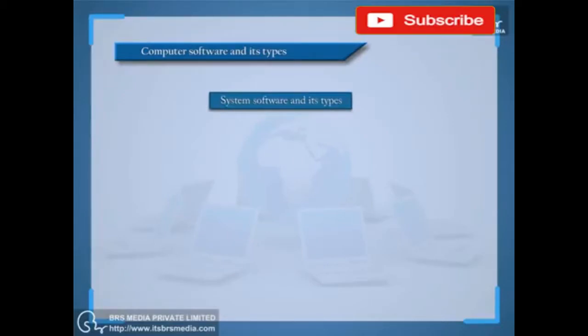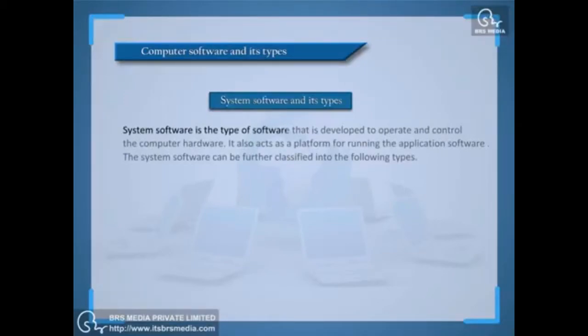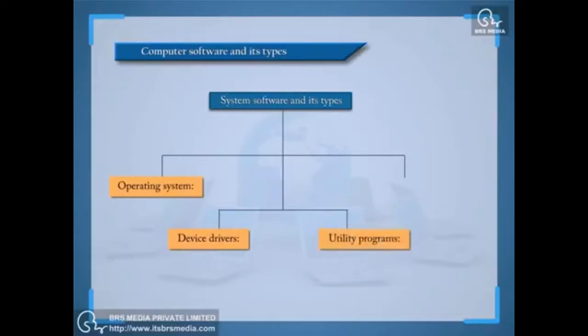System software and its types. System software is a type of software that is developed to operate and control the computer hardware. It also acts as a platform for running the application software. The system software can be further classified into the following types: operating system, device drivers, utility programs, language processors or translators.